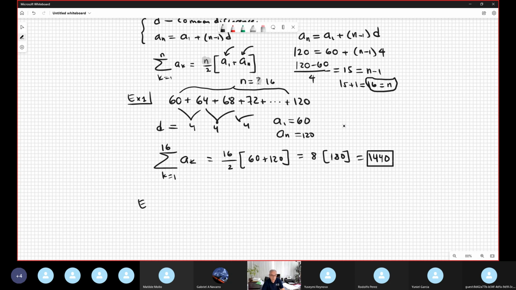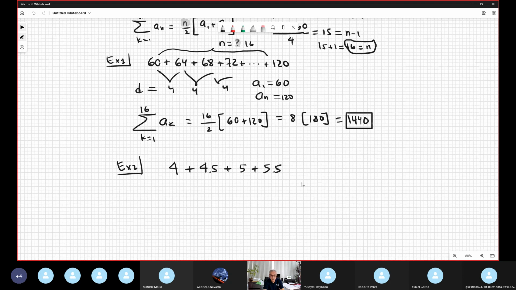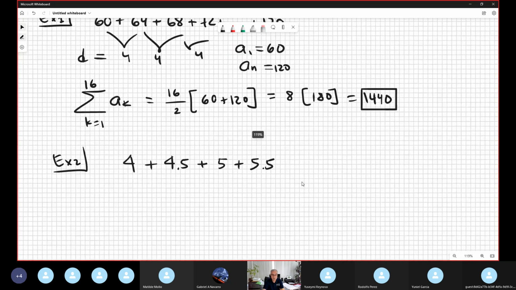Example 2 is 4 plus 4.5 plus 5 plus 5.5. Entonces this is enough to understand what's the pattern. The next is 6, 6.5, and so on. So I put symbolically like that, dot dot dot indicates that it continues forever, and the last guy is 100. Okay, what do you think?